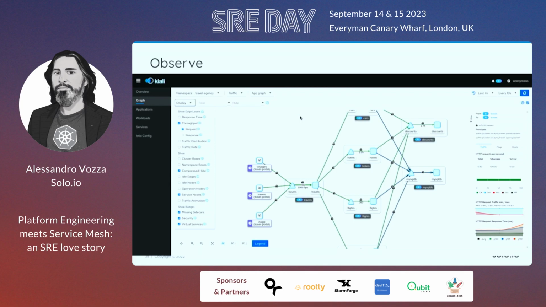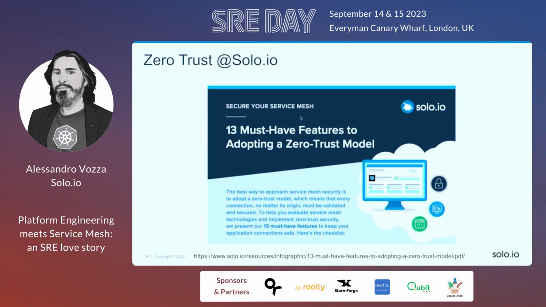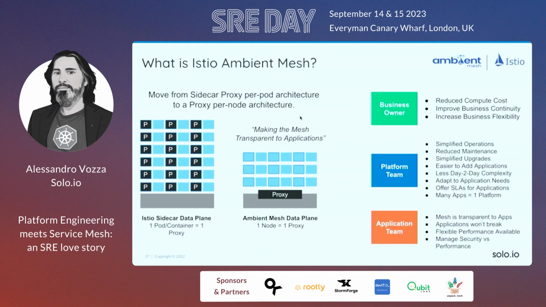This is Kiali, one of the dashboards for Istio, so it shows you exactly what's going on. It can show you exactly what requests are being made, and if the traffic between your endpoints, your services, is secure. Zero Trust, I'm not going to talk about it, but it's definitely something we can talk about.